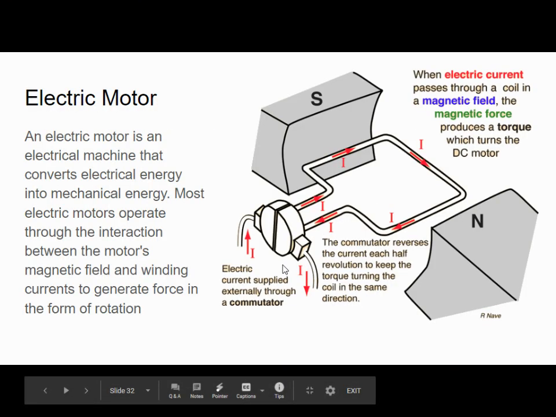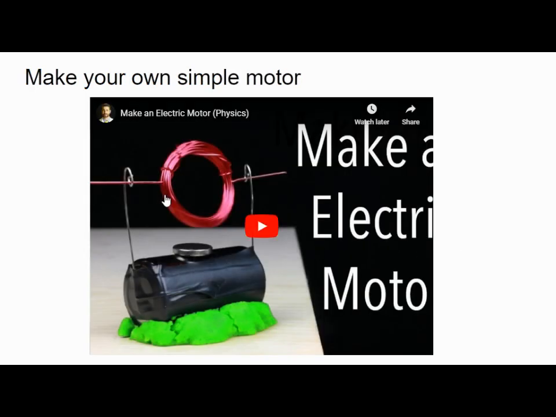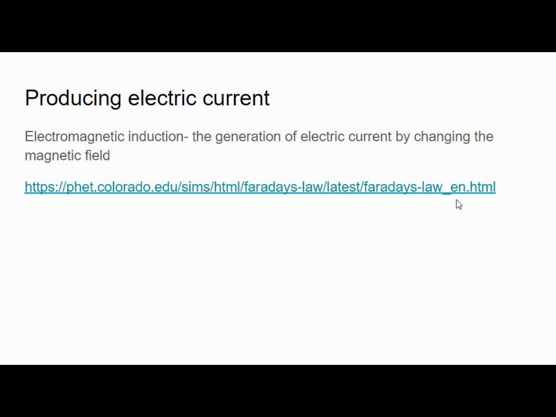All right, so electric motor. An electric motor is an electrical machine, of course, that you guys know. Teslas run on electric motors. They convert electrical energy into mechanical energy. Most electric motors operate through the interaction of the magnets inside of it. The battery moves the magnets to push through the motor to create the torque which is needed to move the object. If you want to, you can make your own simple motor with the wire here. I'll let you guys watch that.